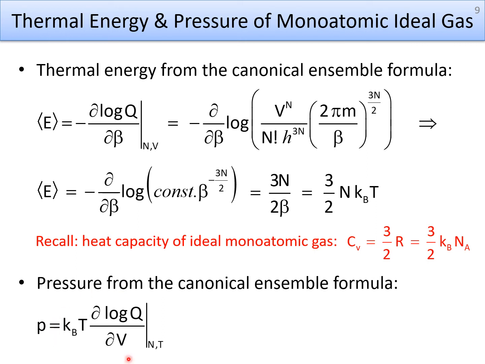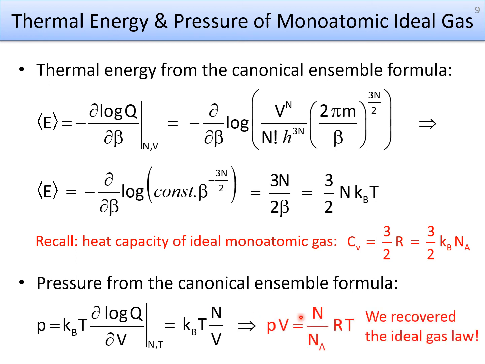Now let's move on to talk about the pressure. So again, this is one of the relations we learned last time. So we can continue using the same tricks as we did before. After we do a little bit of math, we're going to find that the pressure is equal to kBT divided by the volume times the number of particles. So this basically is the ideal gas law.